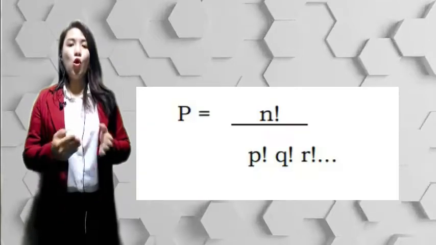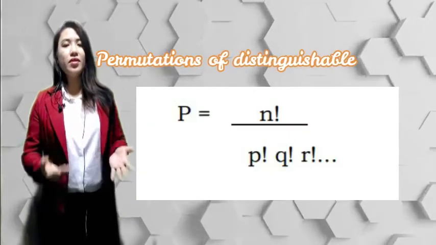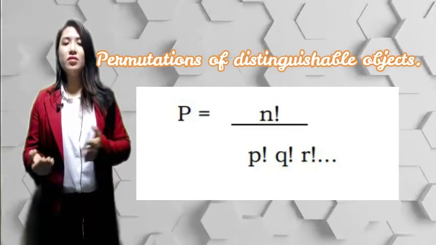So you cannot get the permutation of those same letters or characters, because you wouldn't be able to identify which is the first M and which is the second M. Alright, so that's why we will be using the formula for permutations of indistinguishable objects. It's just n factorial over p factorial, q factorial, r factorial.